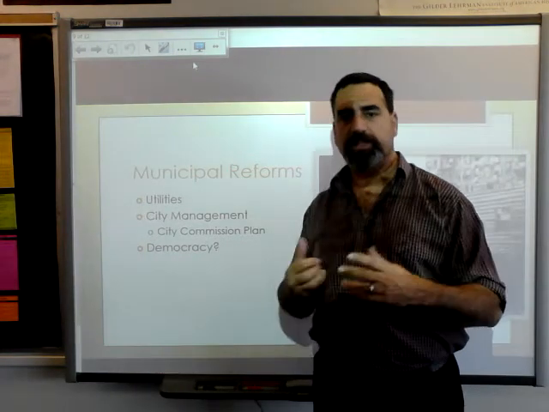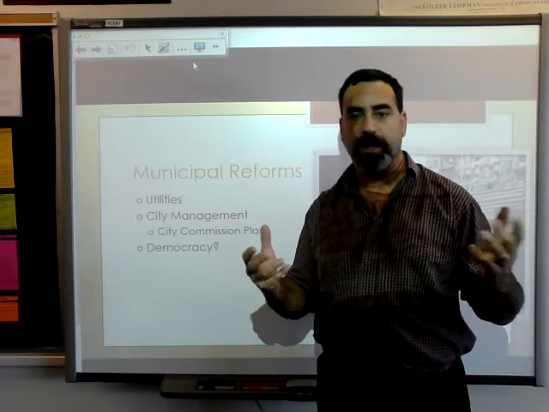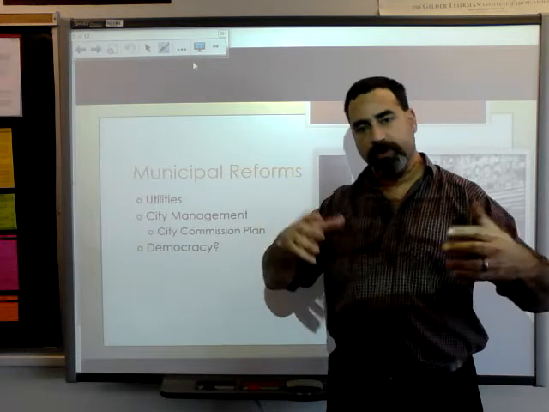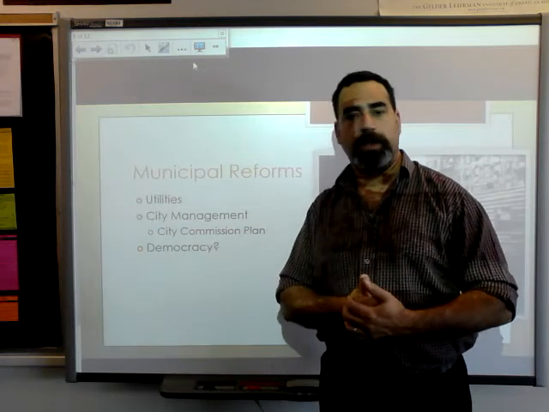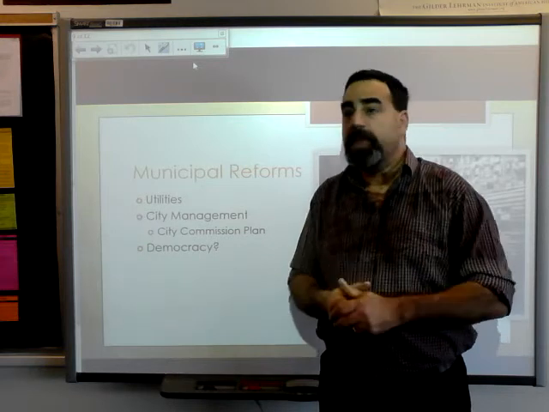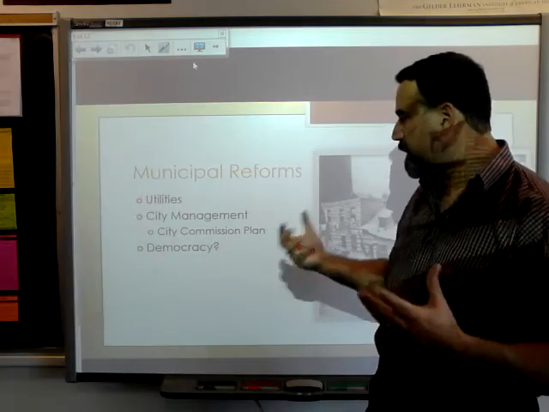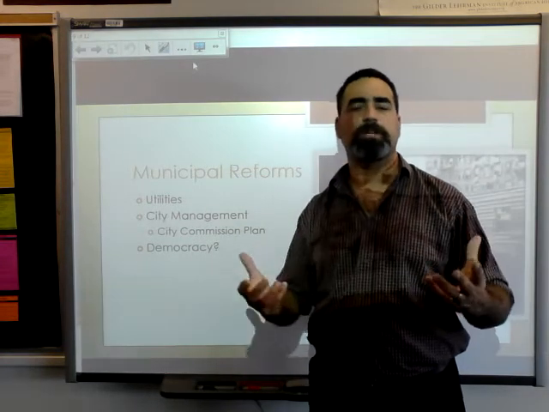Instead of having a mayor who was in charge of the city, the city would elect a commission. Each one of the boroughs would elect somebody to represent them in a city council, and then they would have what was called the city management plan. This is the city commission plan. They would have what was called the city management idea.